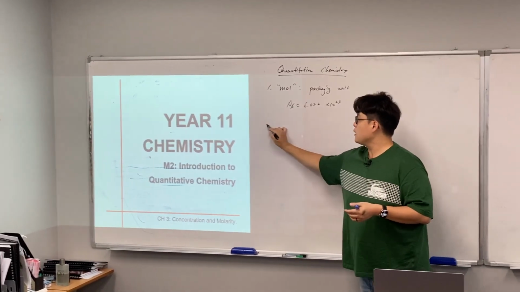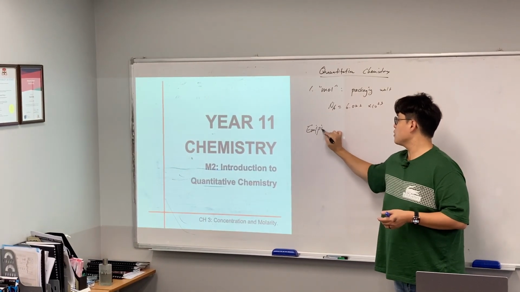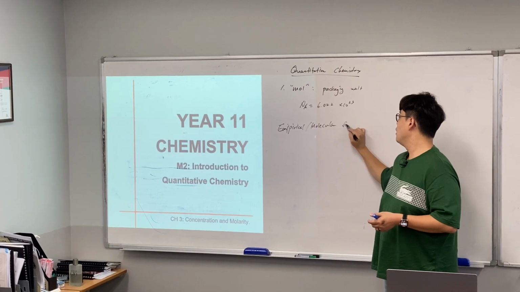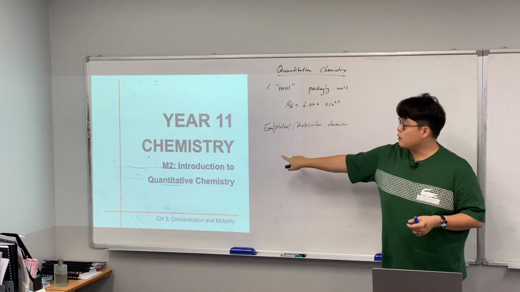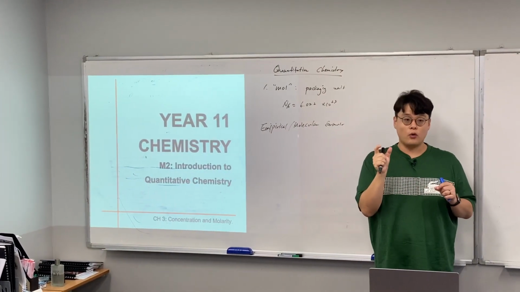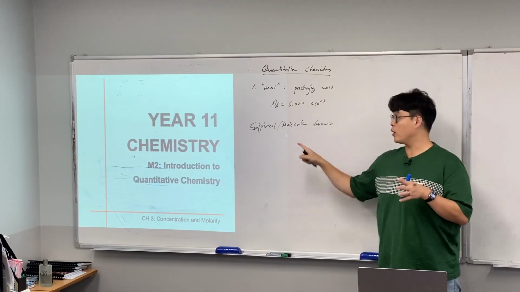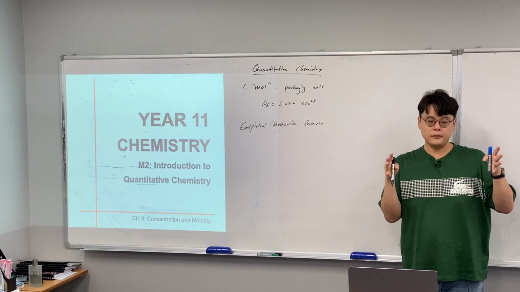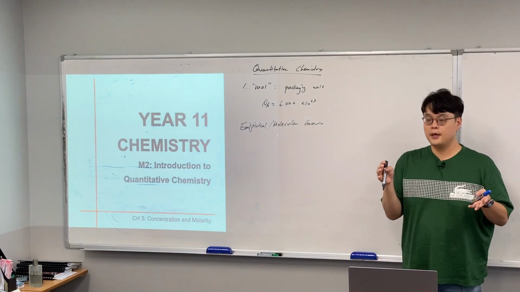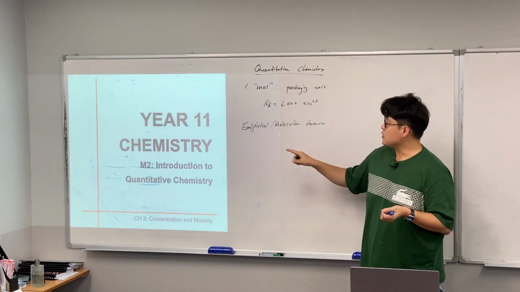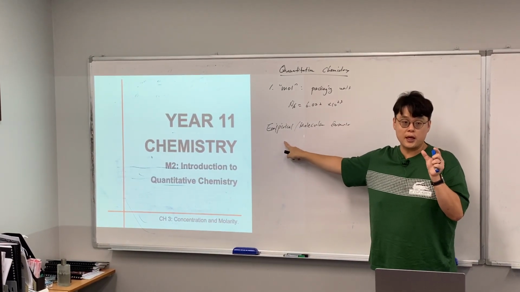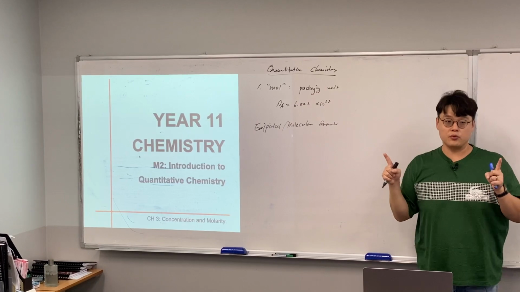We also learned about the difference between empirical and molecular formulas. Empirical formula means the simplest ratio form of the compound, whereas molecular formula is the full number of the atoms in the compound. So I describe empirical as more like an initial or a nickname, like an initial of your name. Molecular is the full name of the whole thing.